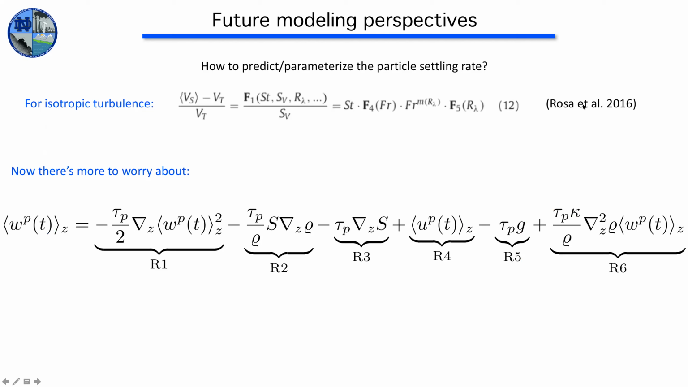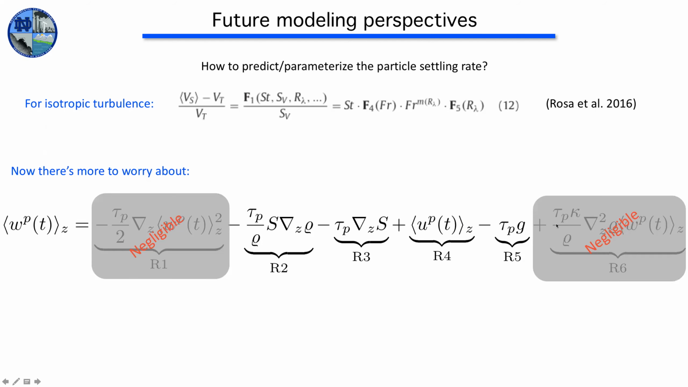So that Rouse paper that I referred to has an expression that looks like this. And their goal is to say, all right, in isotropic turbulence, is there some sort of parameterization based on Stokes number, SV, Reynolds number, that describes this enhancement on the settling velocity? Now there's a lot more to worry about when you start considering wall-bounded turbulence. From the results from the DNS, we see that these two terms are negligible, the R1 and the R6. So, as expected, this artificial diffusion plays no role, which is good because that's artificial to begin with. This acceleration is negligible, and that's good.